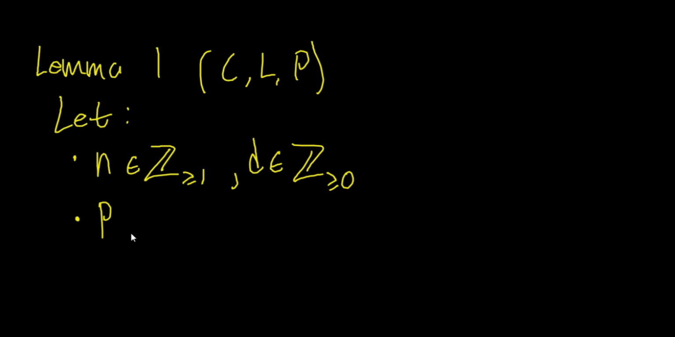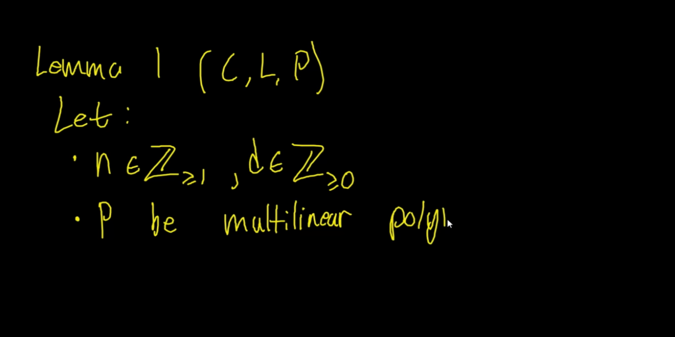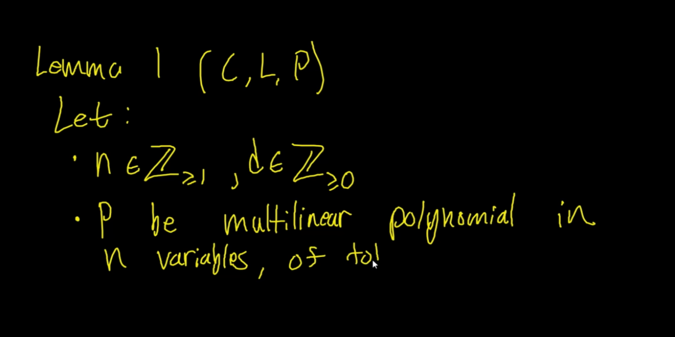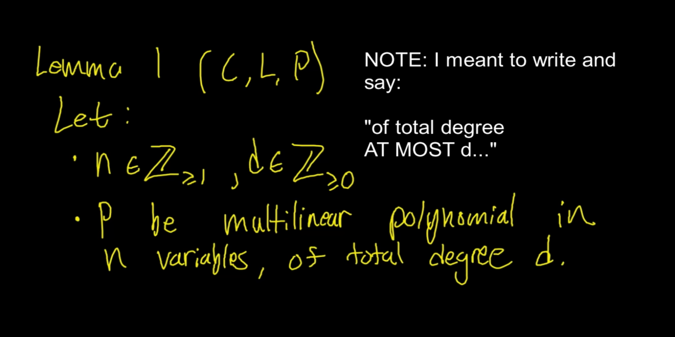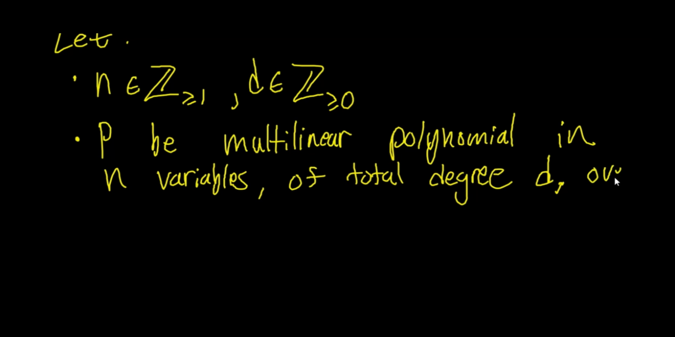Let p be a multilinear polynomial in n variables of total degree, sorry, not total degree 1, total degree d, and it's a polynomial over some field F. And that just means that the coefficients of each of the terms in P are elements of the field F. And lastly, let A be some subset of the set F^n.